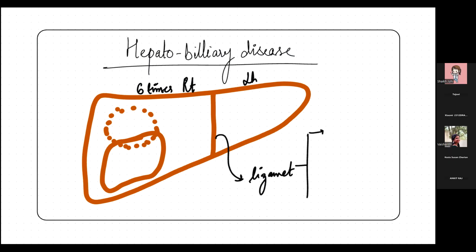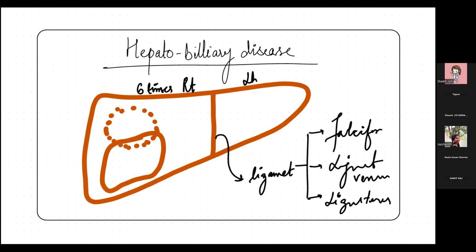These are the falciform ligament, ligamentum venosum, and another one is ligamentum teres. So these are the three ligaments that divide the right and the left lobe of the liver. As well as this, the liver is covered by a thin capsule. That capsule is called what? That is Glisson's capsule. Glisson's capsule, isn't it? All of us know this thing, that it is Glisson's capsule.